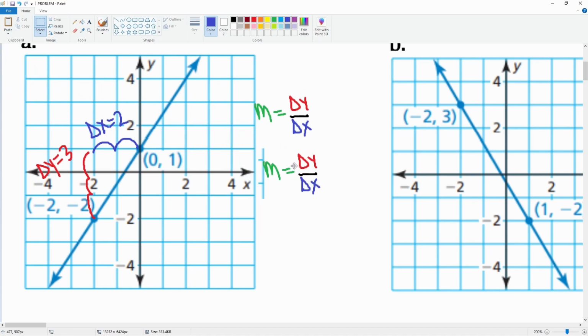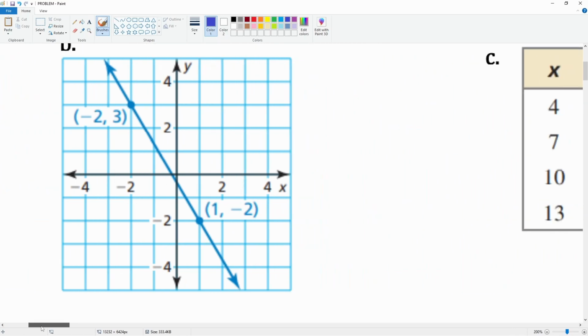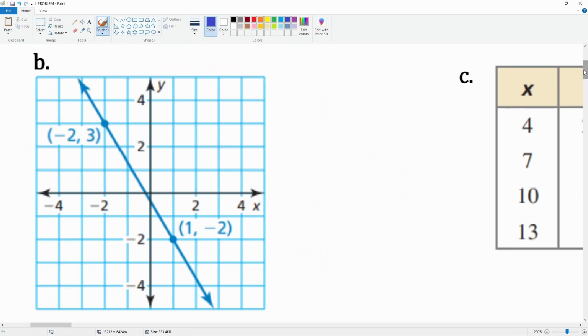So now all we have to do is erase this and plug in the values. The delta y, the vertical, was 3, and the delta x, which is your horizontal, is 2. So here the slope is 3 over 2. Let's take a look here at B.